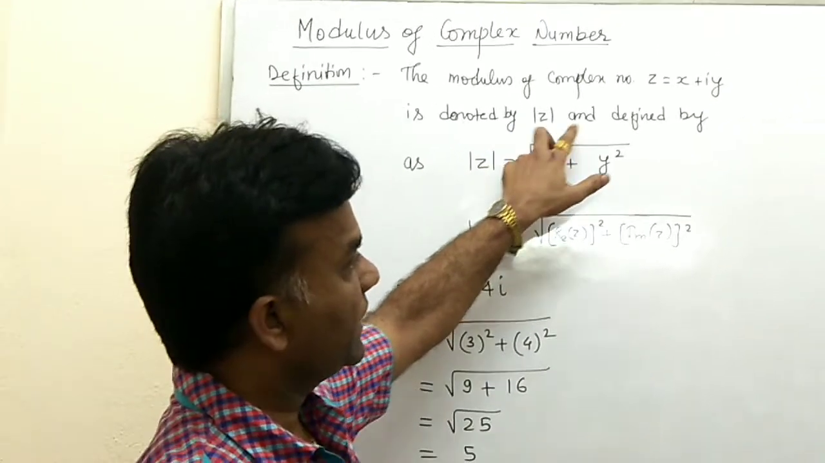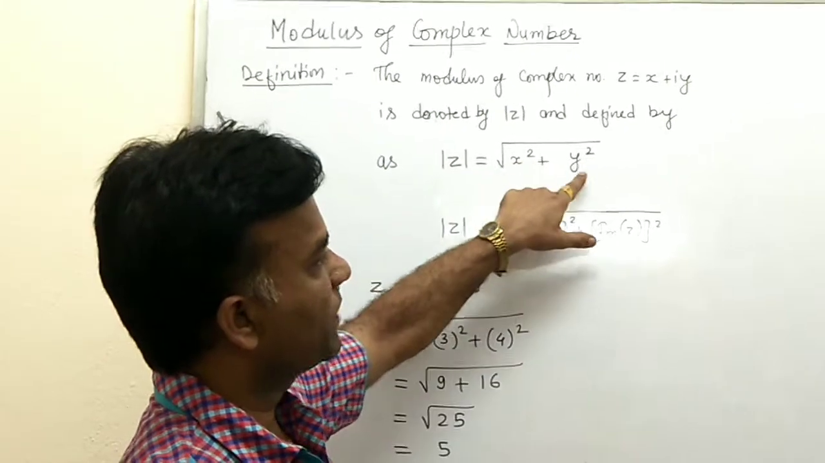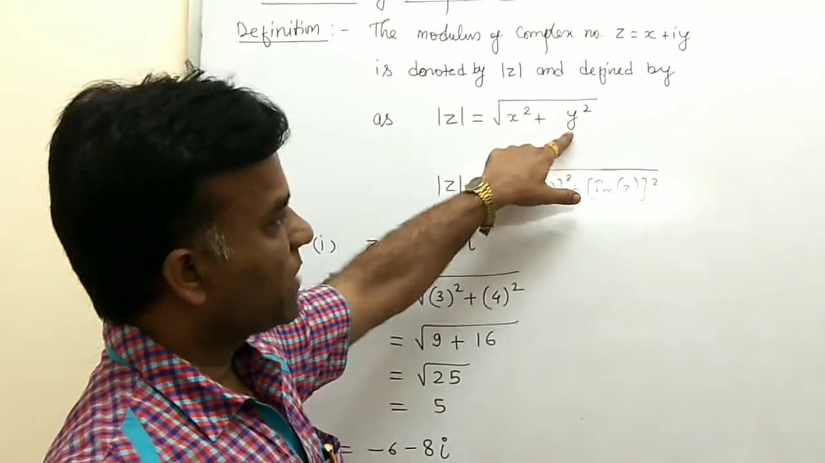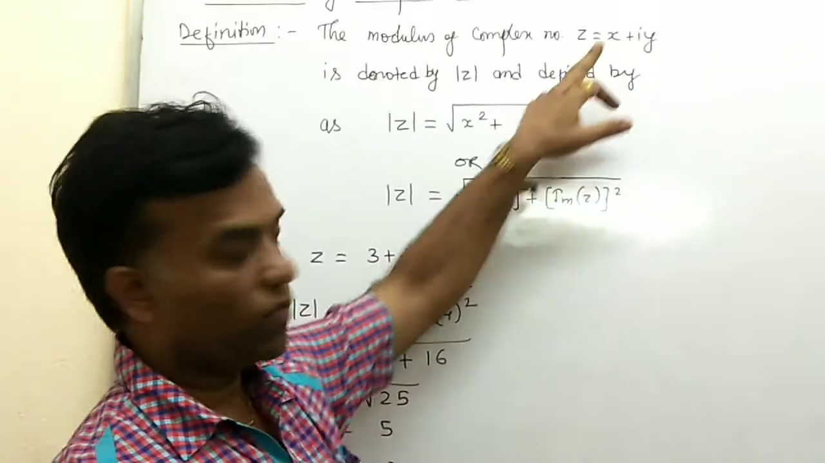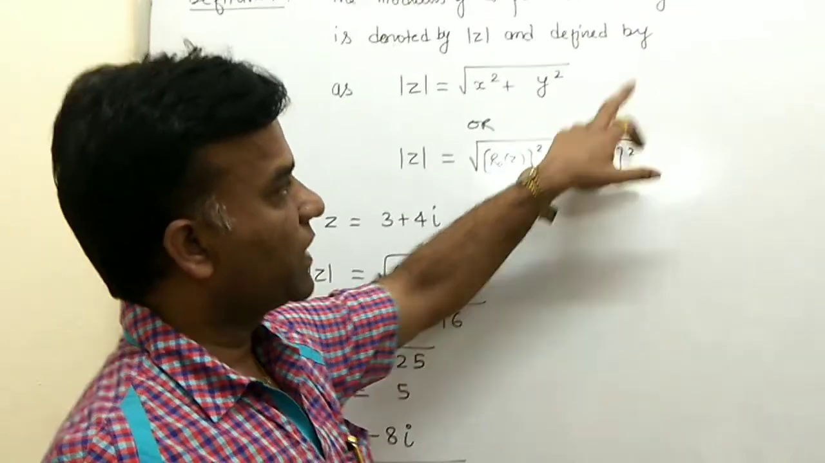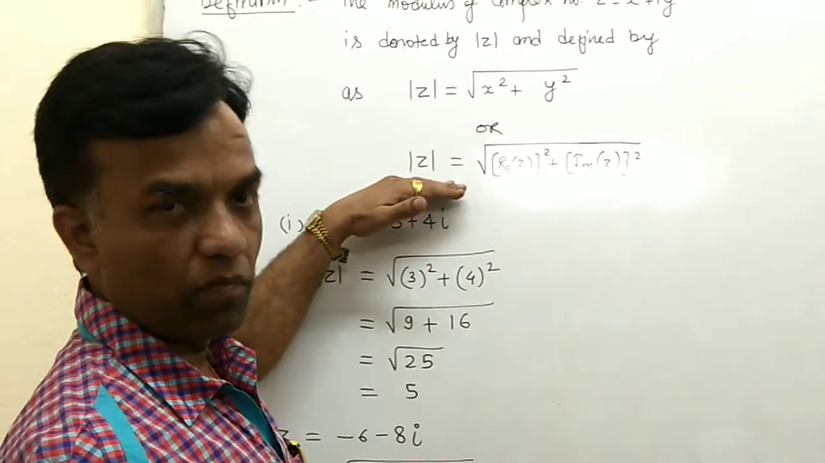It is defined as mod z equal to the square root of x squared plus y squared. Here, x squared plus y squared means you write down the real part of z, that is x, whole squared, and the imaginary part of z, whole squared, and this is the definition of modulus.